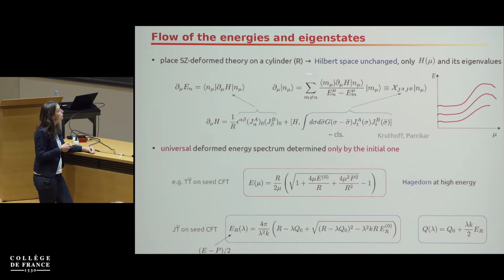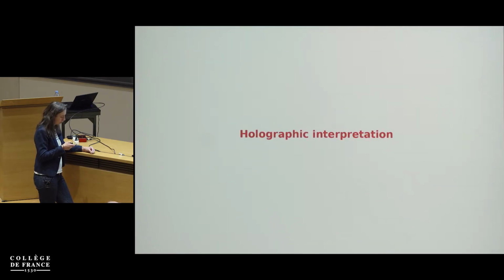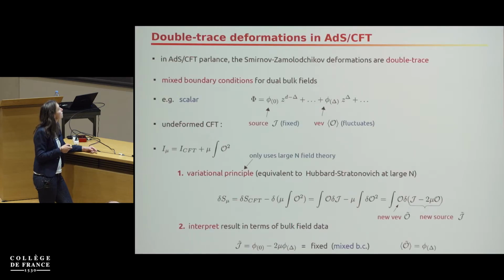Another thing I want to introduce on this slide, so this is first order quantum mechanics. I want to define this operator to be chi. So the flow of the energy eigenstates is given by some operator chi that's well defined in the Hilbert space, and its classical limit is roughly that. Okay, so far so good. So I introduced the Smirnov-Zamolodchikov TT bar and JT bar deformed theories. Now let me talk a little bit about their holographic interpretation.